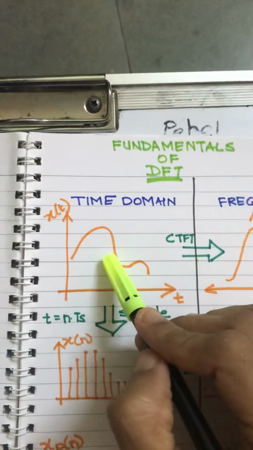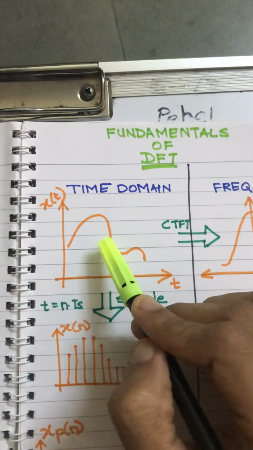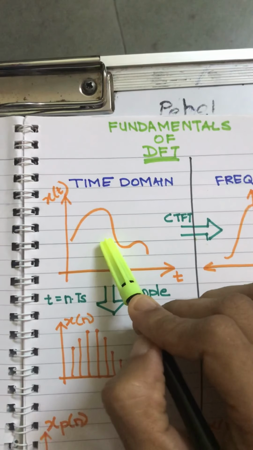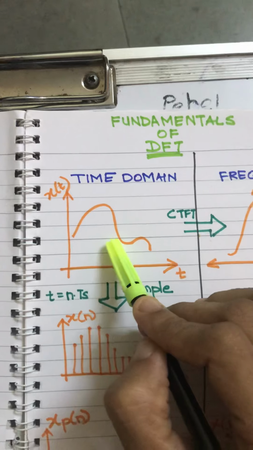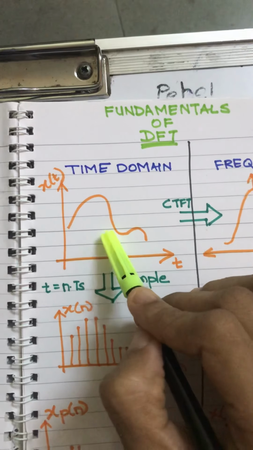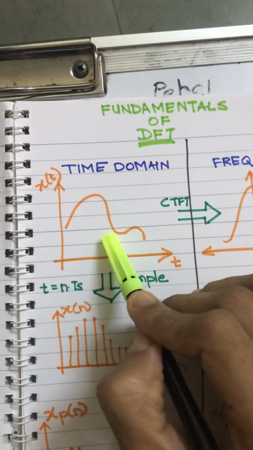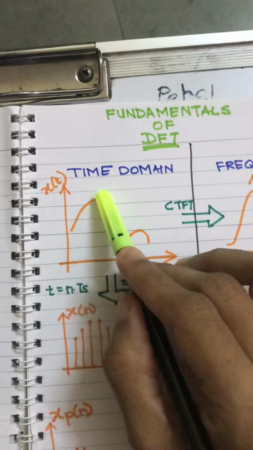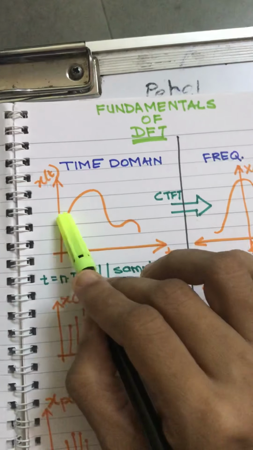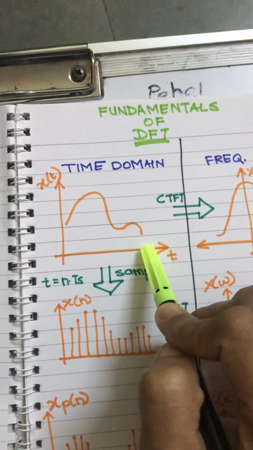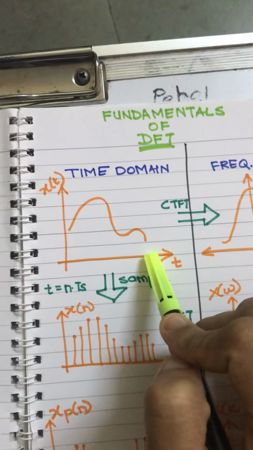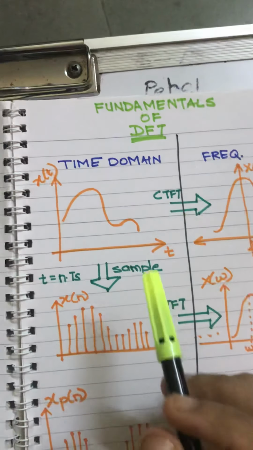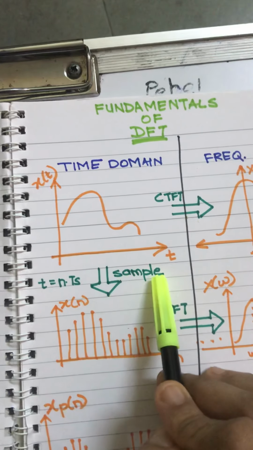Now coming back to a time domain signal, it is very difficult and complex to process a continuous time signal, and also it is very complex to store and transmit a continuous time signal. Since there are infinite number of values within a short span of time, it becomes very difficult and complex to process, store and transmit such signals. So what we do is we sample such signals.